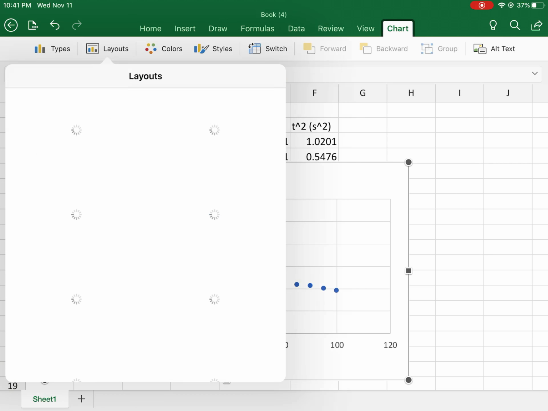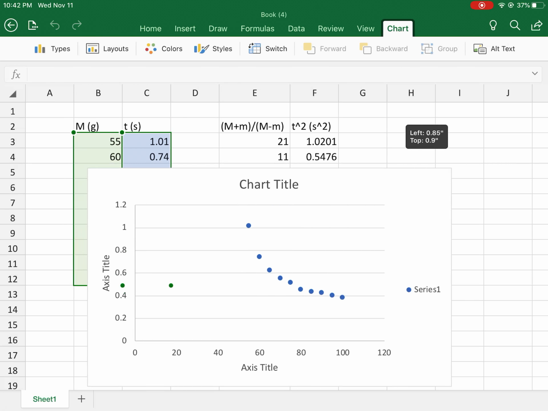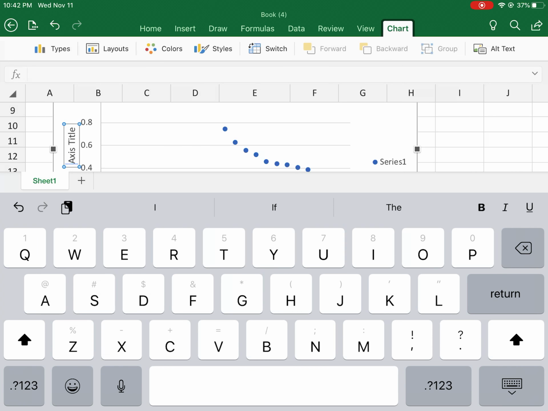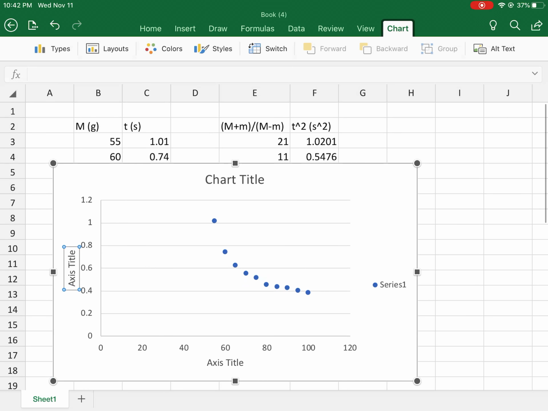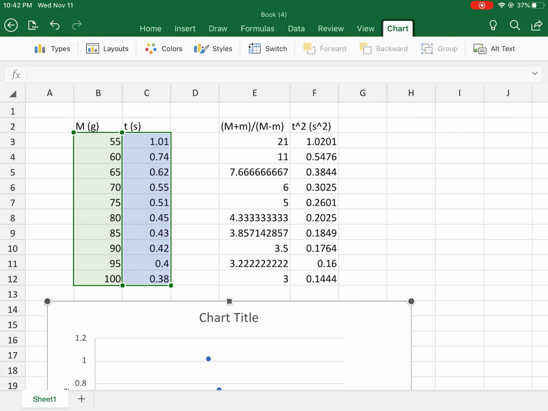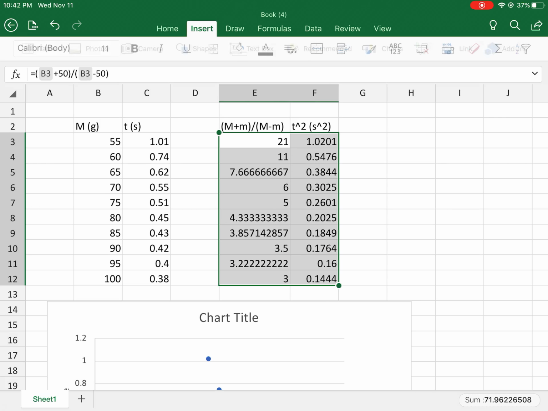We're going to need to click on Layouts and choose this first top left option so that we add axis titles. Then you can click in and add your axis titles. Make sure you include units where appropriate. And I'm going to move that down for now to make room for my second graph, which is the process data.